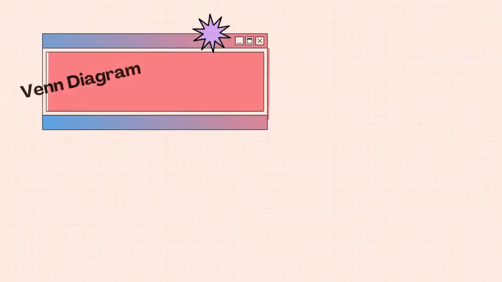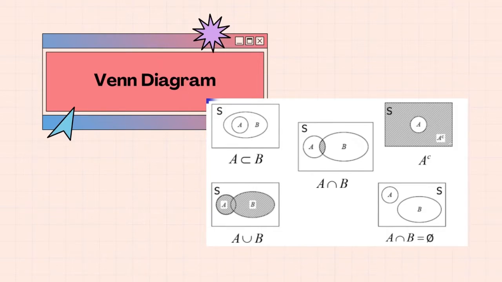And the next is the Venn diagram. As you can see in this picture, we have an example of a Venn diagram. In this picture, there are examples of A subset B, A intersection B, A union B, and A intersection B equals an empty set.